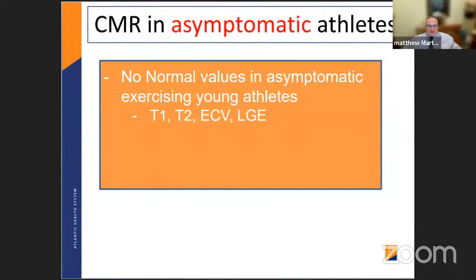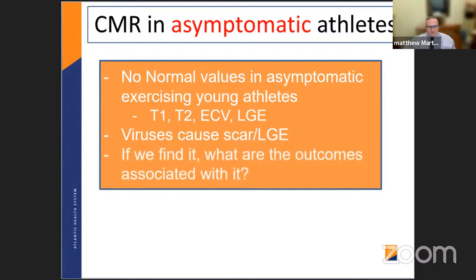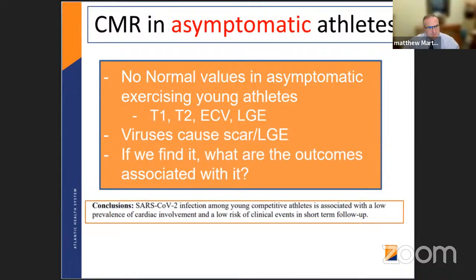So the utilization of cardiac MRI in the asymptomatic athlete should really be used with caution. We don't have a good handle on normal values for asymptomatic exercising young athletes, T1, T2, all these volume assessments. And we know that viruses can cause temporary scar and permanent scar. So if we find it, are there really outcomes that are associated with it? If you look now at almost 6,000 patients we published between the ORCA data and the PRO data, we know that in general, SARS-CoV-2 in young athletes has a very low prevalence of cardiac involvement and an extremely low event rate. In fact, we've never had an athlete in the professional sports have a cardiac event related to it.